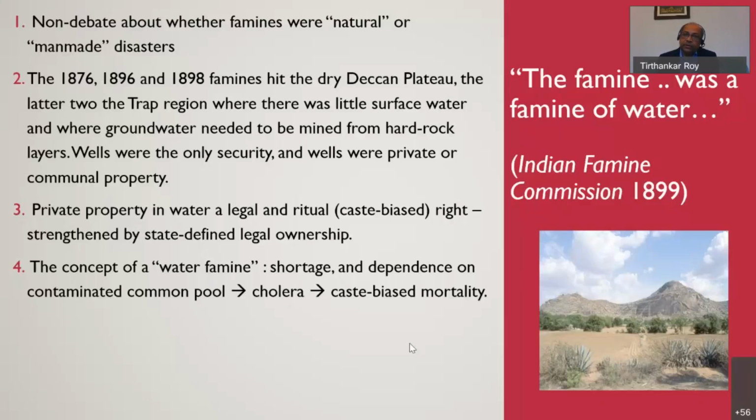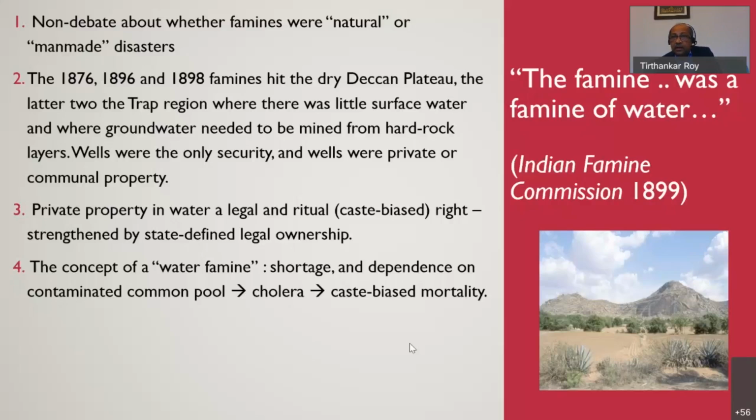But if you read through this documentation, you observe that they are shifting their main concern from a famine of food to a famine of water. And that is a very big shift conceptually and in policy terms. The concept of water famine emerges, and that is not just shortage. The 1896 and 98 famines are replete with references of how the water table has fallen and how surface water has disappeared.